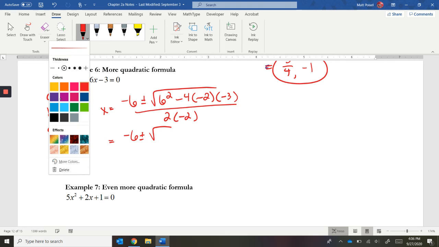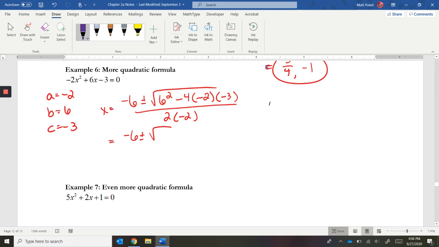Again, let's grab our calculators and type it in exactly like this. Just go 6 squared minus 4 times negative 2 times negative 3, hit equals, and you should get 12. Now, 12 tells us we're going to have two real numbers. So I'm going to put 12 there, and this will be negative 4. All right, negative 6 plus or minus.